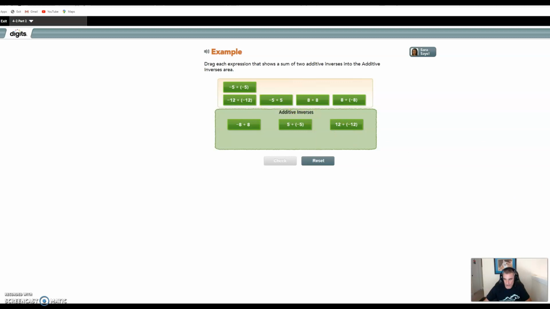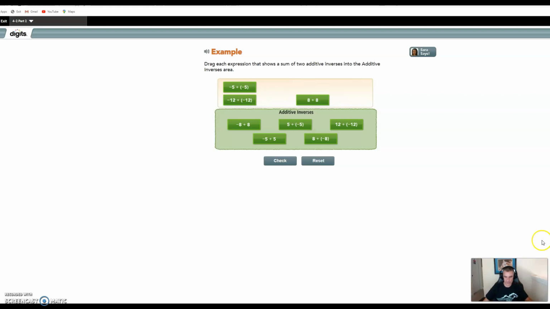Negative 5 plus 5, right? Those are the negative and the positive version. Those are going to add to 0. 8 plus 8, well, that's 16. They're both positive. I give you $8. I give you 8 more bucks. You have 16 bucks. So definitely not additive inverses. And then the last one, 8 plus negative 8. Again, see how it's different from the one on the left, how we have a positive and a negative? These are going to add to 0.